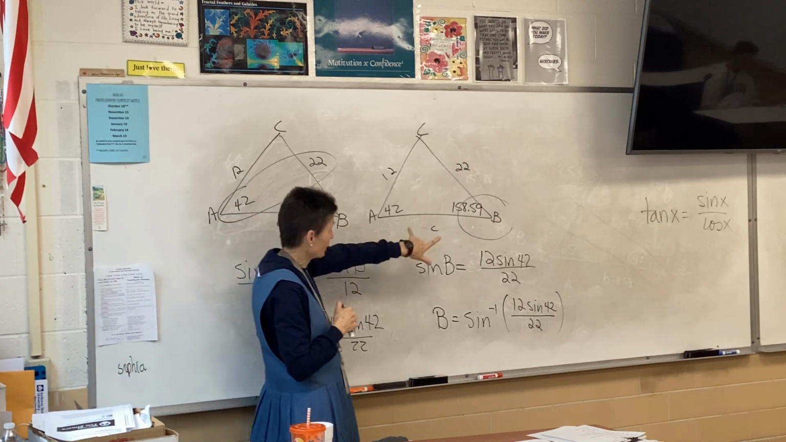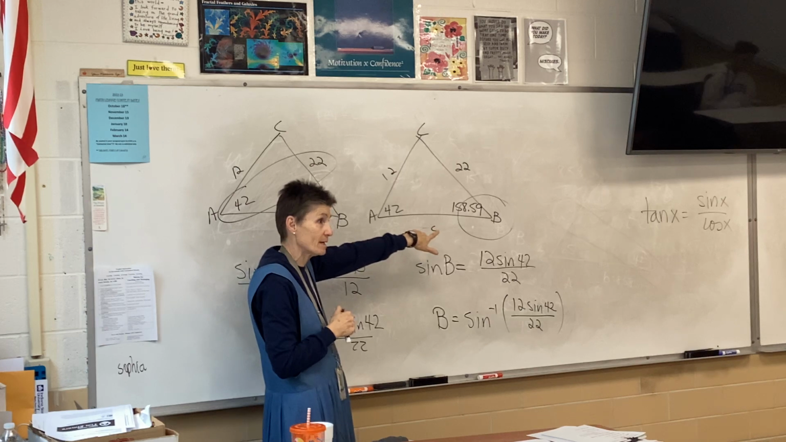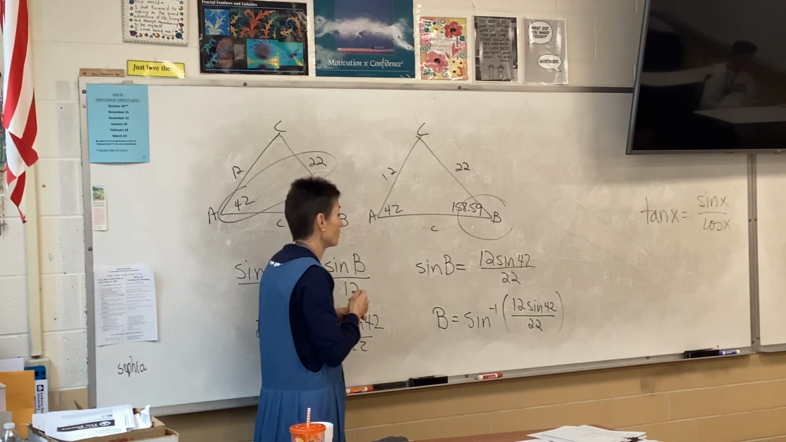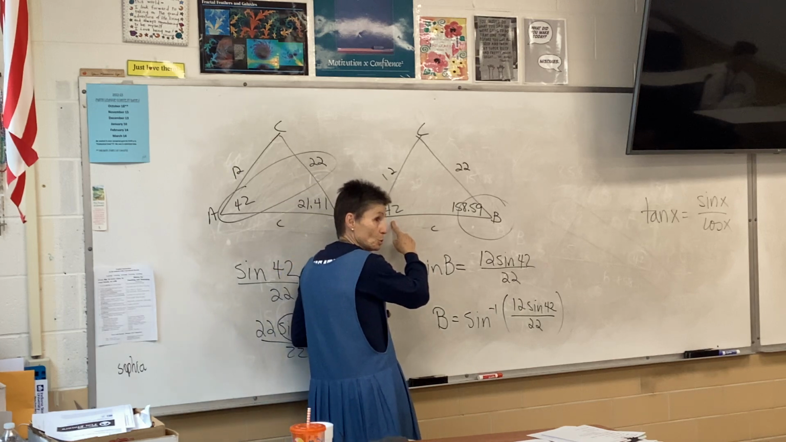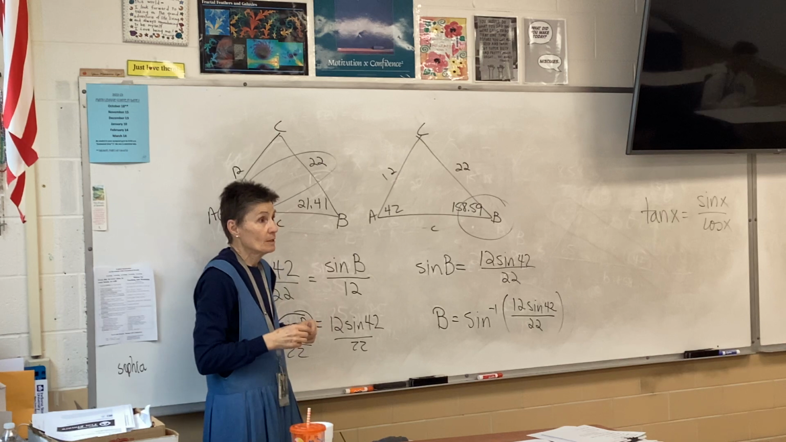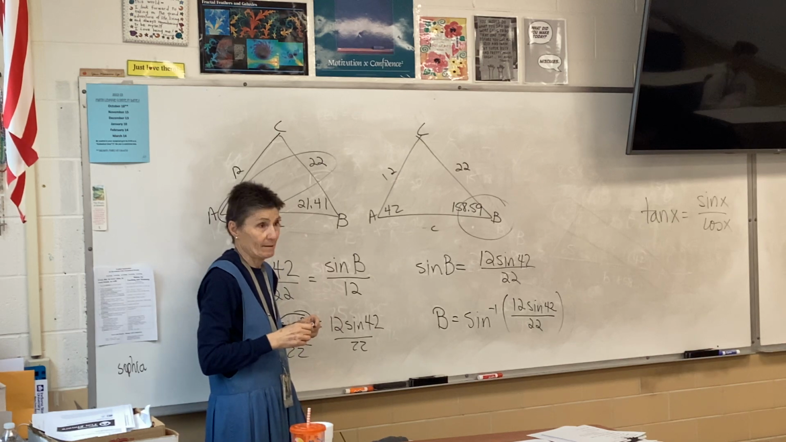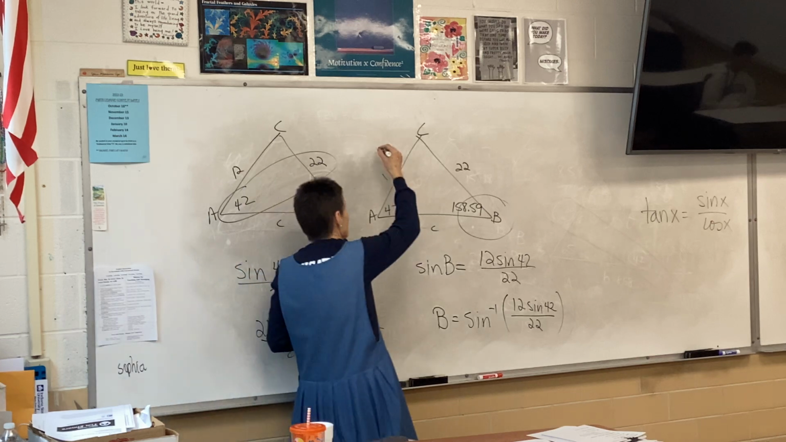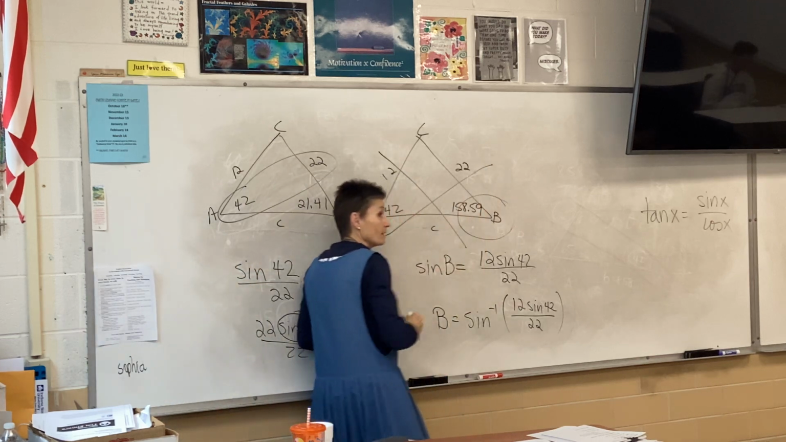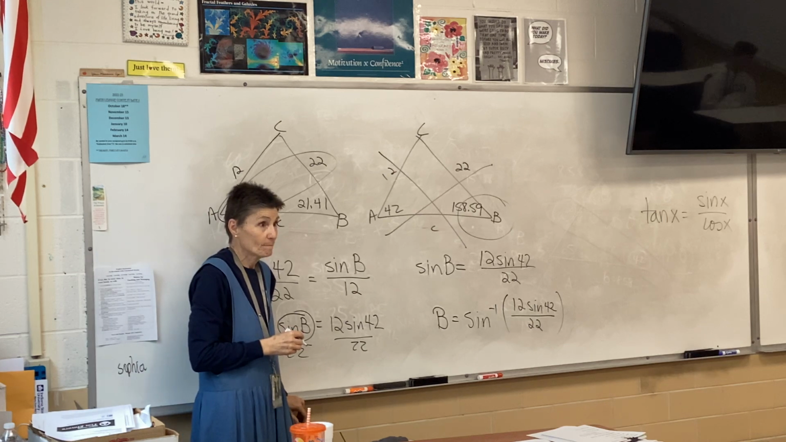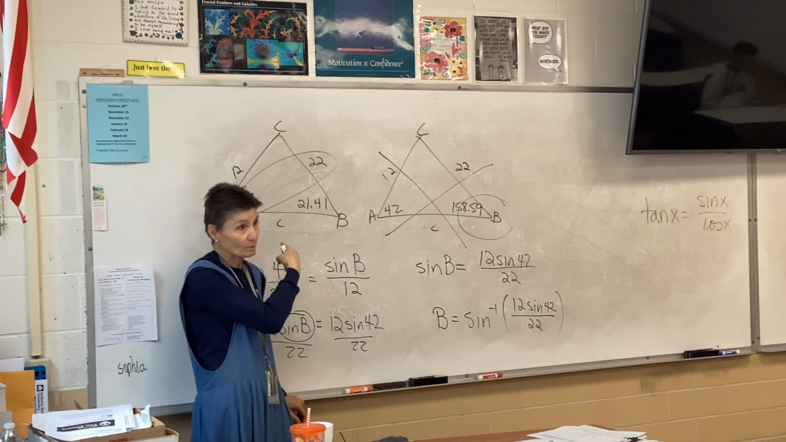Now, I want you to look at this triangle and tell me, is that okay? Can I have a triangle with a 42 angle and a 158 angle? No, because why? It's more than 180. So, I checked for a second triangle, but this time it didn't work. So how many triangles are possible? 1.